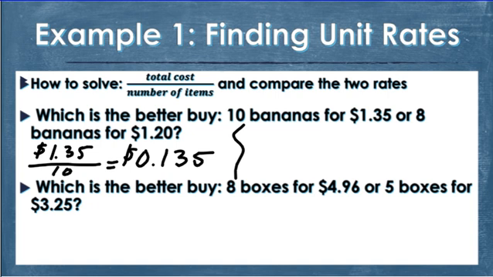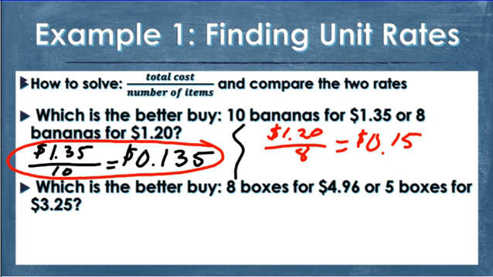And the other one, you would have $1.20 divided by 8 bananas would be roughly 15 cents. So which one is a better buy? Well, you get more bananas for a cheaper price, so 10 for $1.35 is the better buy. Which is the better buy? 8 boxes for $4.96 or 5 boxes for $3.25.